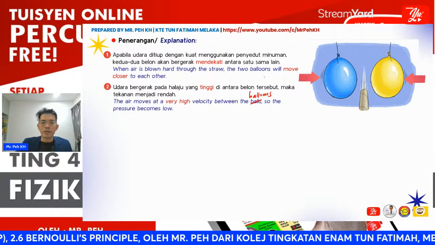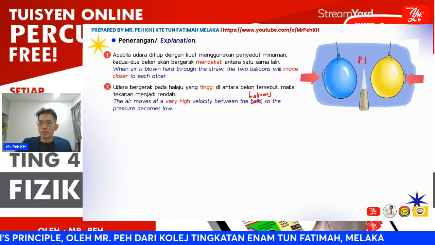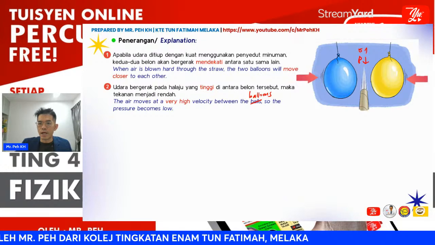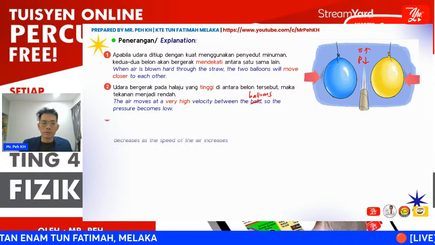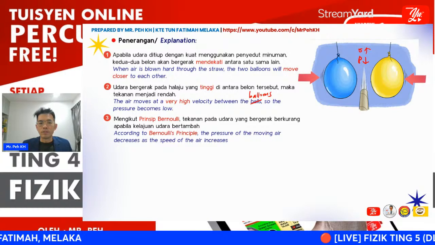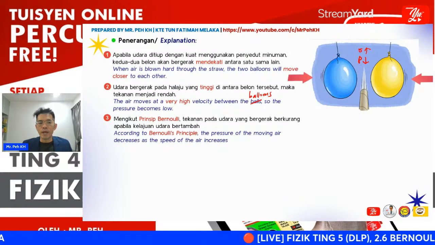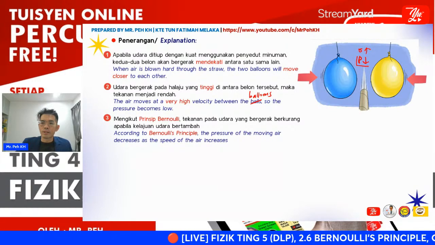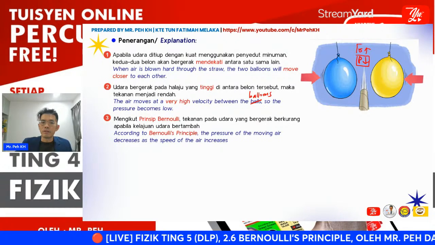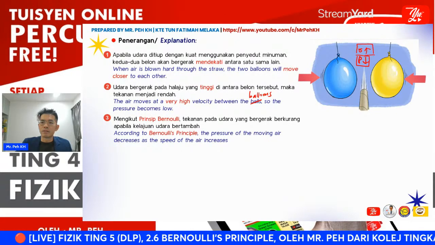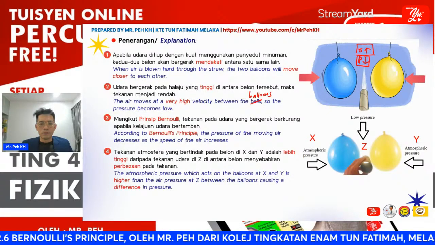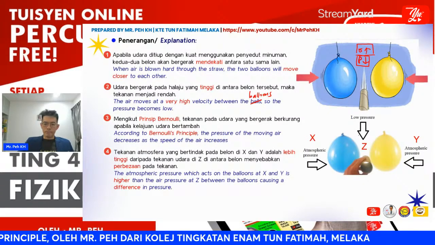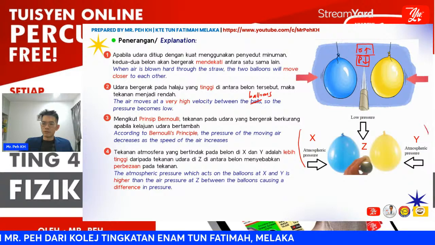Okay, so the pressure becomes low. The pressure is low because the velocity is higher at the region between the balloons. According to Bernoulli's principle, the pressure of moving air decreases when the speed of the air increases.